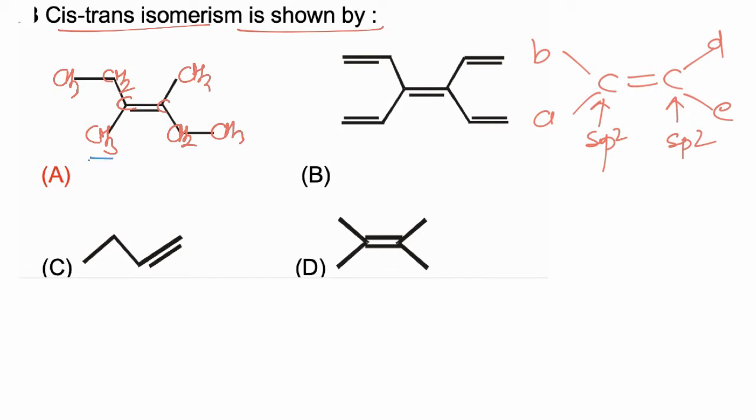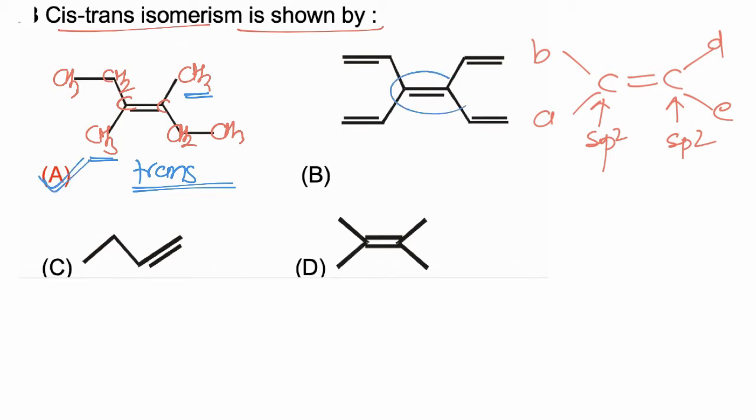Hence this molecule, when both CH3 are present in the opposite direction, is in trans configuration. And if we change the arrangement, and in the new arrangement both CH3 are present in the same direction, then that molecule will be cis. So option A will show cis-trans isomerism.